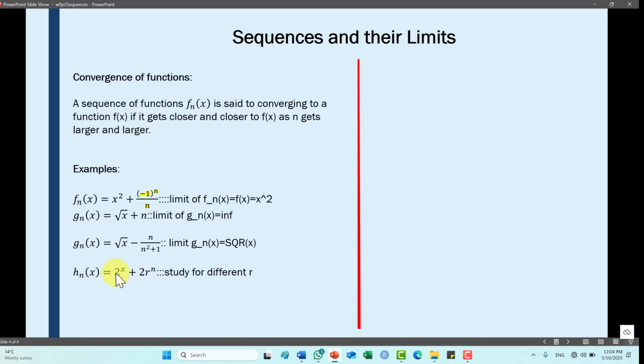And here, 2 to the power x plus 2 r to the power n, the converging or diverging of this sequence of functions depends on r, because here we have a kind of geometric sequence. You know that if r is between 0 and 1, then the whole function is actually converging to 2 to the power x. If r is bigger than 1, then the whole thing is going to infinity, and in that case, the sequence is diverging.